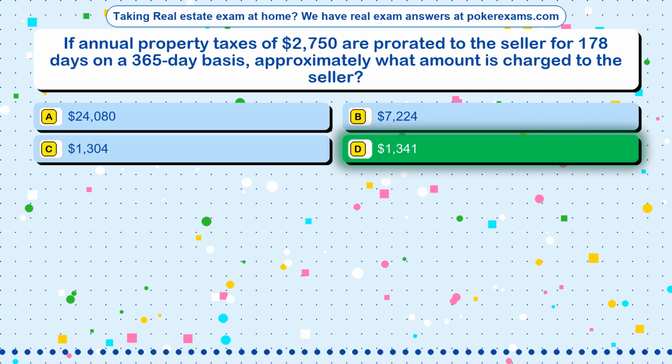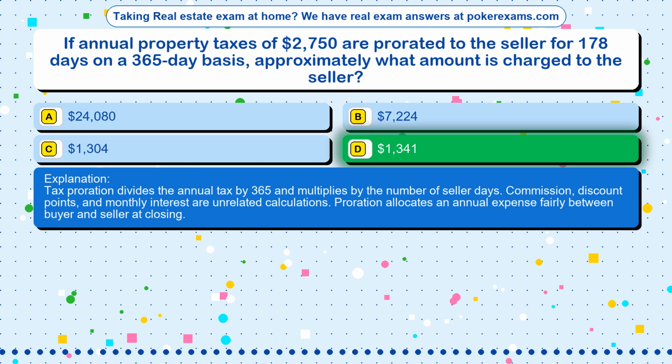The correct answer is option D, $1,341. Tax proration divides the annual tax by 365 and multiplies by the number of seller days. Commission, discount points, and monthly interest are unrelated calculations. Proration allocates an annual expense fairly between buyer and seller at closing.